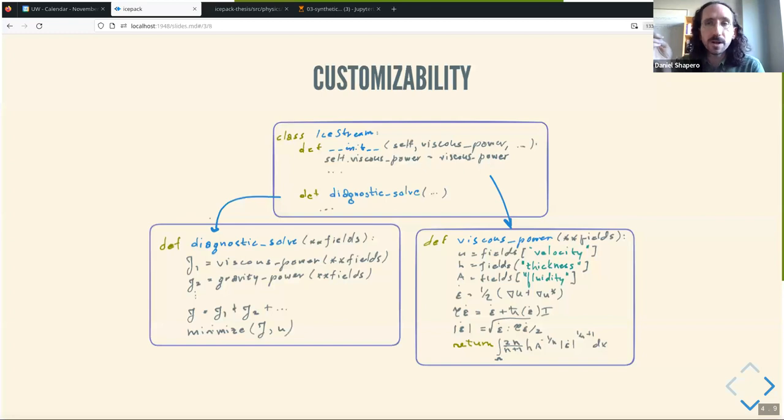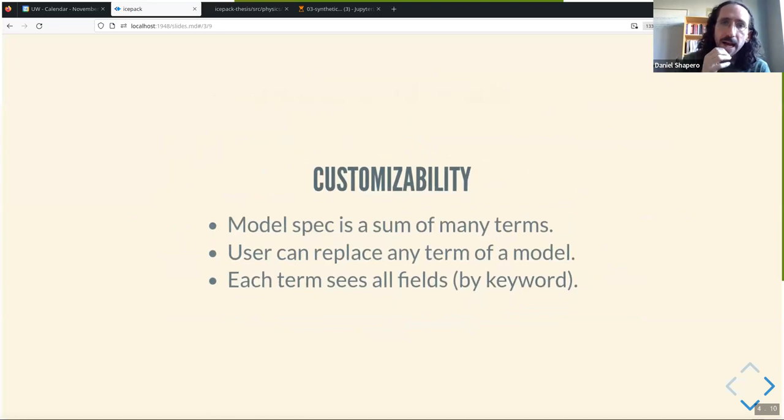So for example, if they want to change how the viscosity is computed to include, say, a fabric model, they could do it. If they wanted to give their own function for how you compute the frictional power dissipation, they can do the same thing. So again, just to summarize, the specification of what physics you want to solve essentially boils down to a sum of many terms, and I've given people access to change individual terms of those, or more than one. So you can replace any one of them.